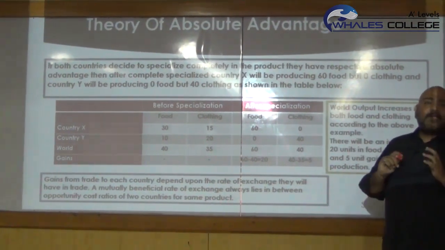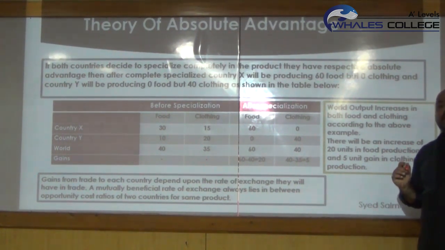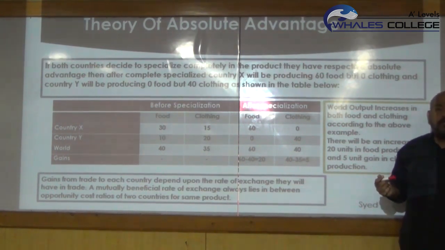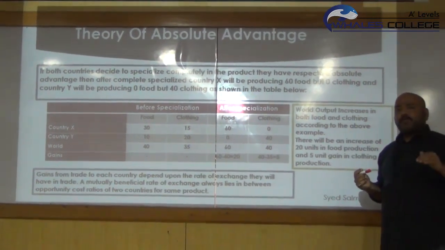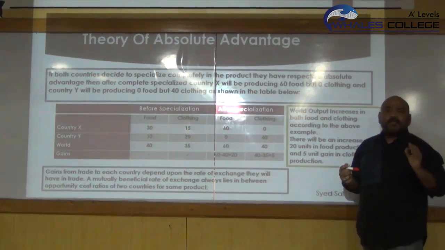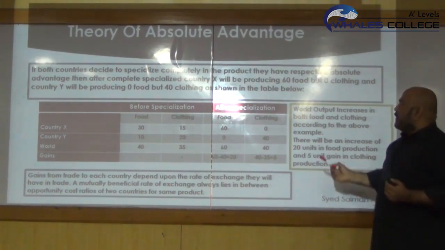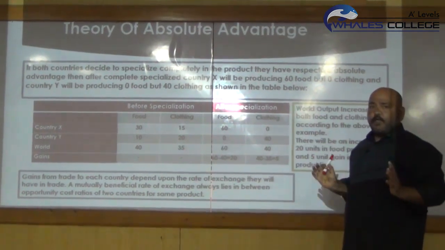So, according to Adam Smith's theory of absolute advantage, countries should specialize in those goods in which they are more efficient or have a cost advantage. According to this theory, countries will now become specialists in their particular type of good on the basis of cost advantage or efficiency. Now, look at the situation after specialization.